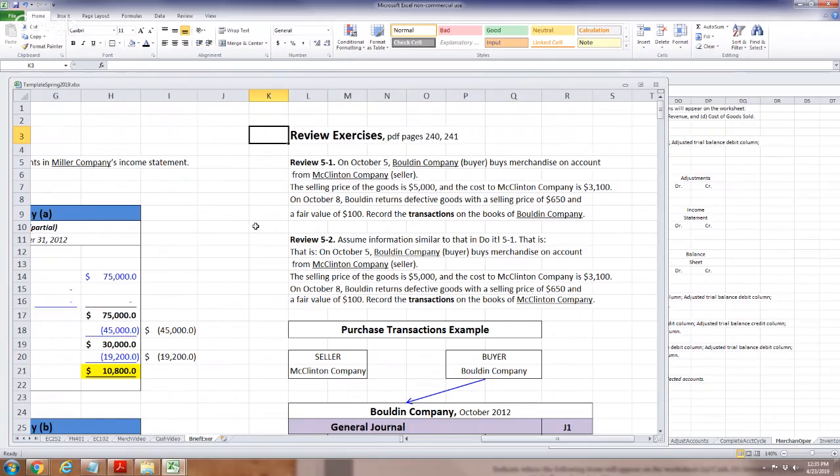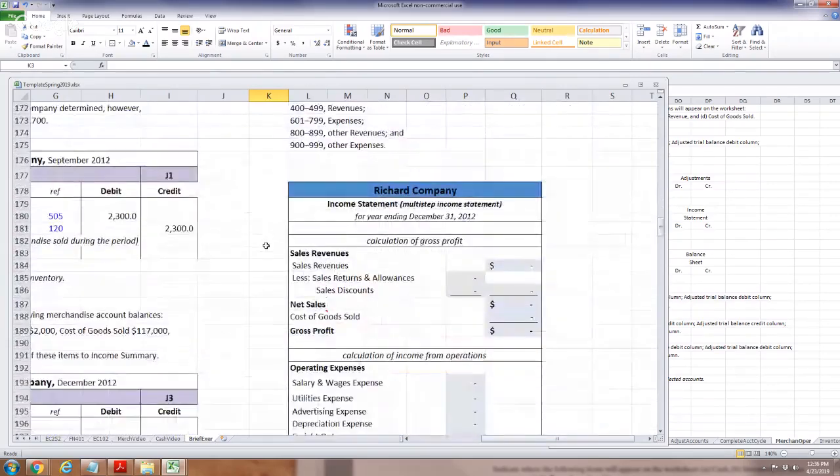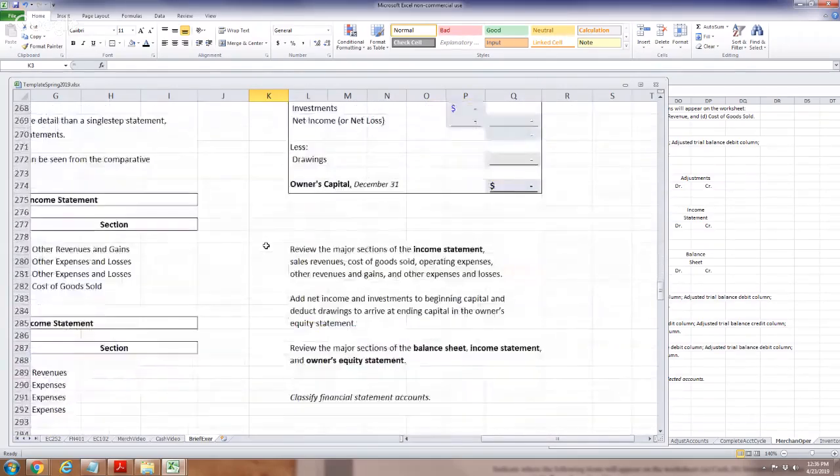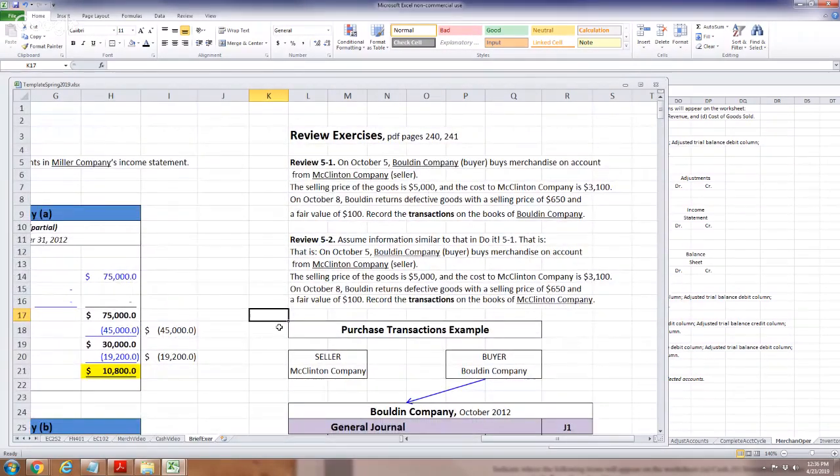Here are some review questions. There's four of them. I think this would be a better version, so you have half of it. You have the brief exercises. We'll get to the review exercises in a little bit.